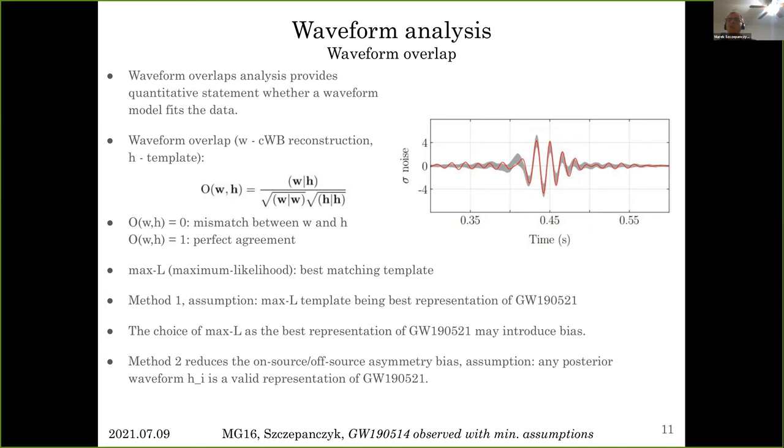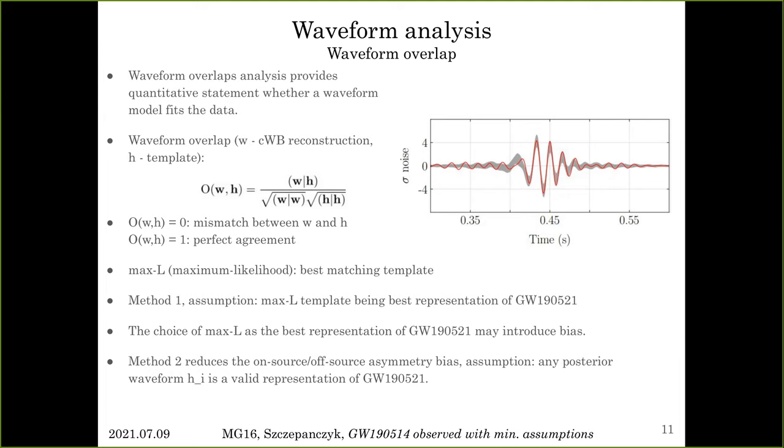So for a certain template, we calculate a scalar product between that template and the coherent WaveBurst reconstruction. If that waveform overlap is equal to zero, then we have a mismatch between the two. But if the waveform overlap is one, we have a perfect agreement. Usually a maximum likelihood waveform is assumed to be the best matching template, so the max L waveform is usually assumed to be our reference waveform.